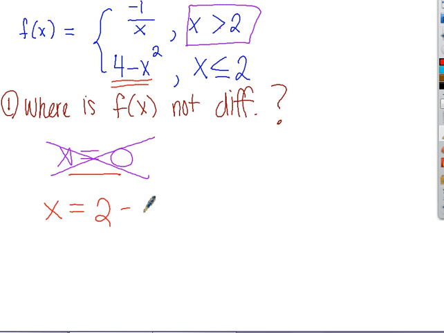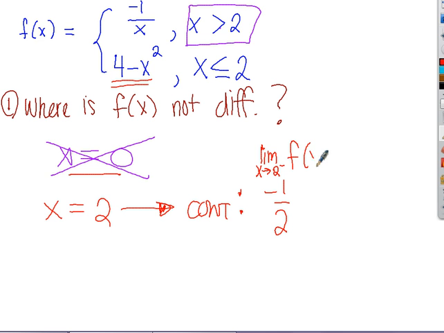What do you check first? Before you do differentiability, you always check continuity. All right, so continuity here. We get -1/2 for my right side. I'll just write it in notation. That's the right side. What about the limit as x goes to 2 from the left side? The left side is this one here. And the left side gives us 0.